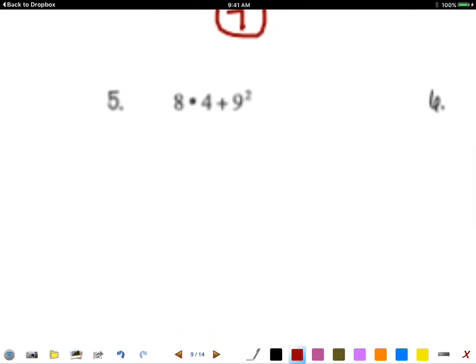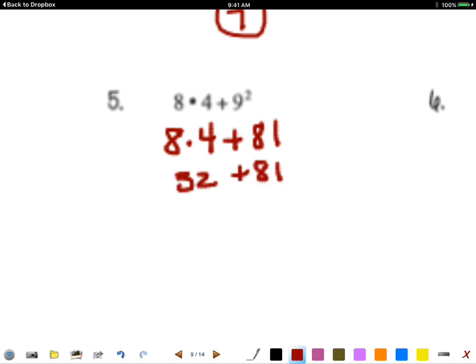Okay, on number 5, what do you suppose we should do first here? Exponents first. So bring down the 8 times 4 plus, and then what would 9 squared be? 81. Good. Okay, now we look and we do the multiplication. 8 times 4 is 32. 32 plus 81. It's 113. Good.